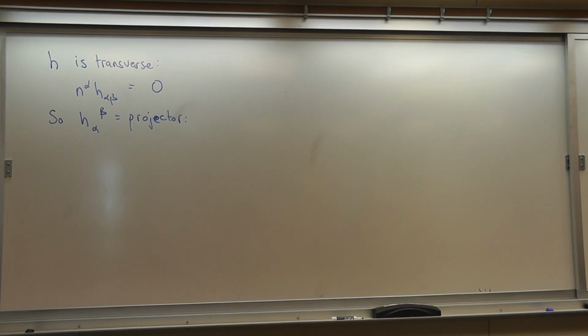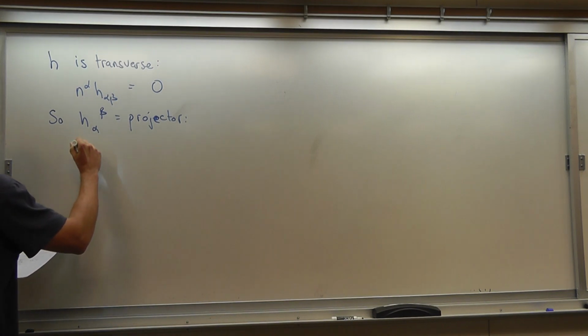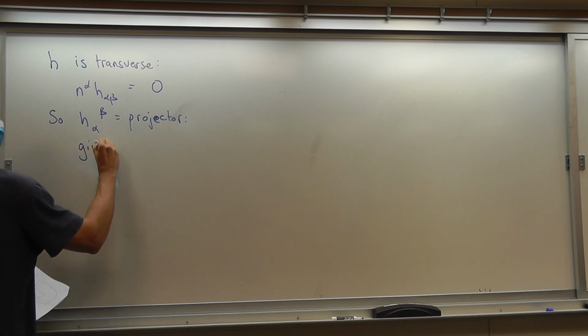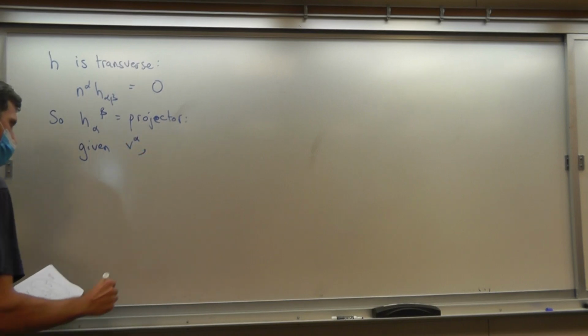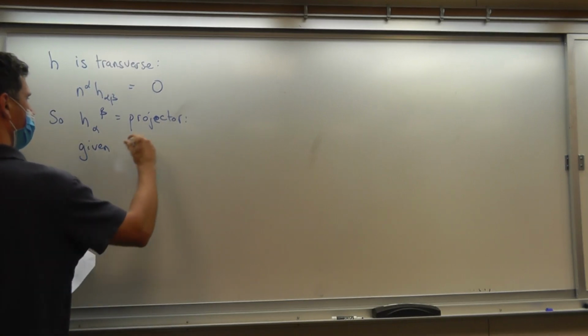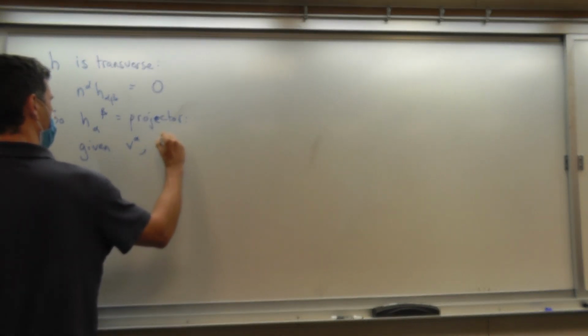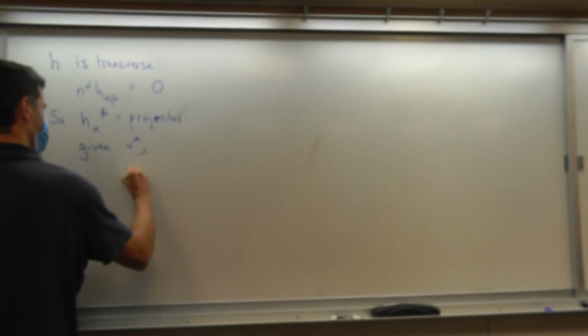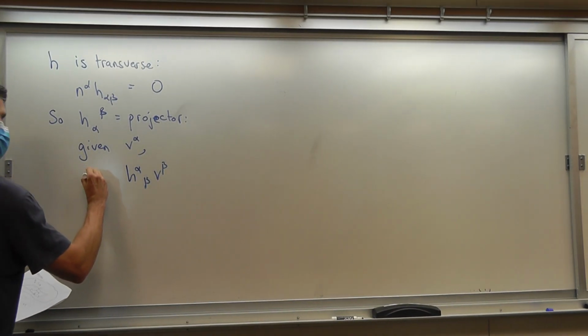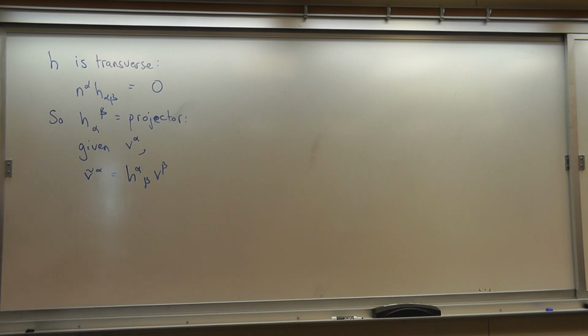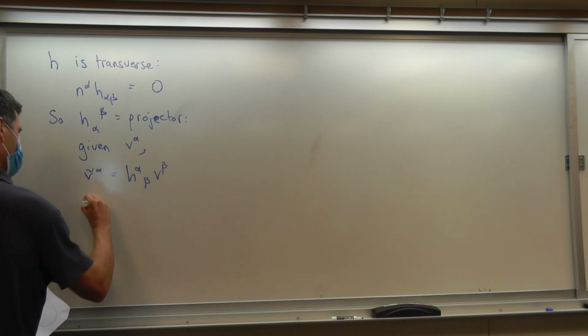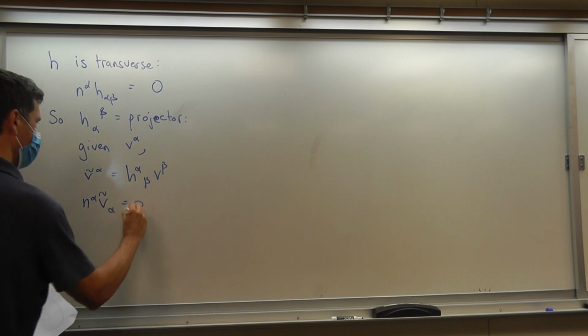So h_αβ is a projector onto things that are tangent to the submanifold. That is, given some vector V^α, we can project it with h, and if we call this Ṽ^α, then this will be tangent to the submanifold because n_α Ṽ^α is 0.